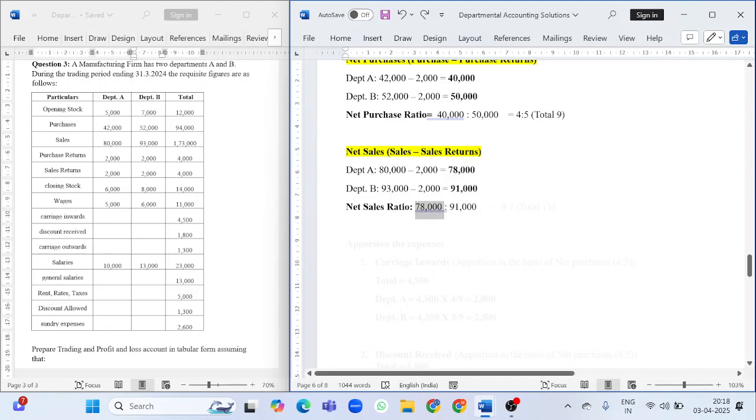Yes, so both get divided by 13,000. So when you divide by 13,000, you will get 6 and 7. So the ratio will be 6 is to 7. The total of 6 plus 7 is 13. Fine. I hope you have understood till here.